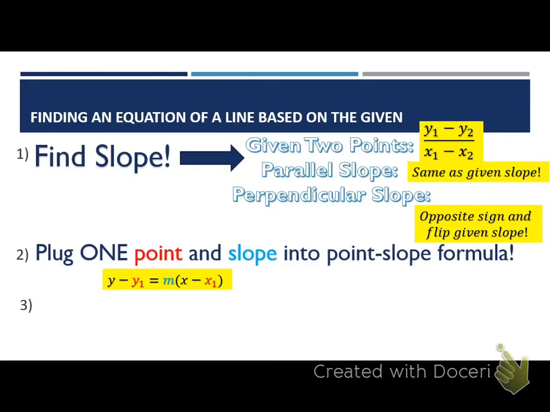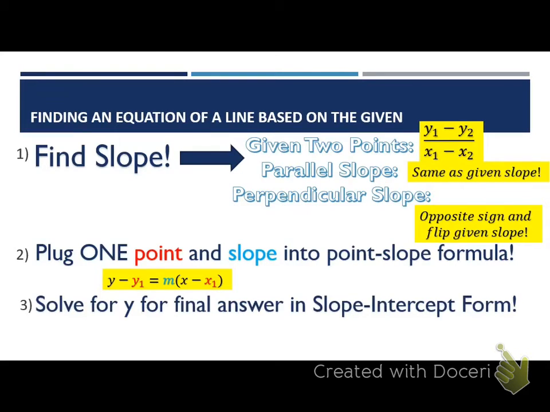The last thing we want our answer to look like is y equals mx plus b, right? So what we're going to do is solve for y so that our answer can be in slope-intercept form, which again is y equals mx plus b.